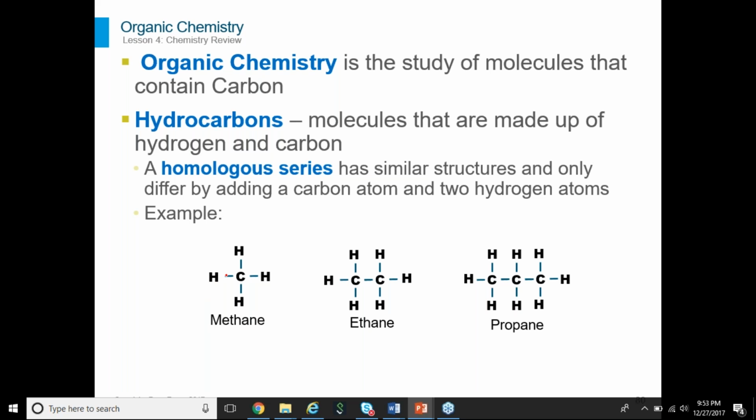So with methane, you have 4 hydrogens. With ethane, you've got a carbon surrounded by hydrogens, except there's another carbon hooked to it, and it's surrounded by hydrogens. For propane, we just add another carbon and its associated hydrogens. And this series can keep continuing to get bigger and bigger. So that's what a homologous series is, where it's exactly the same, but we're just adding a carbon and some hydrogens.